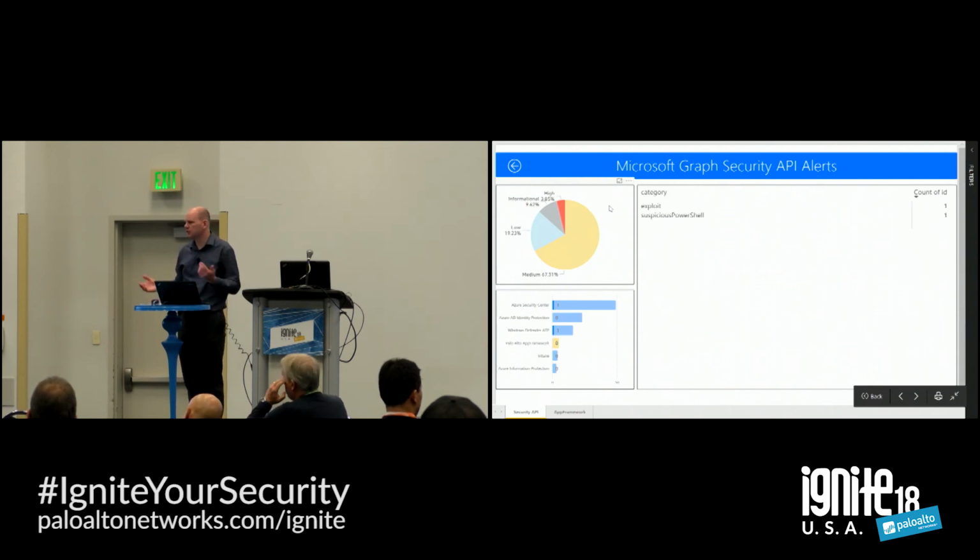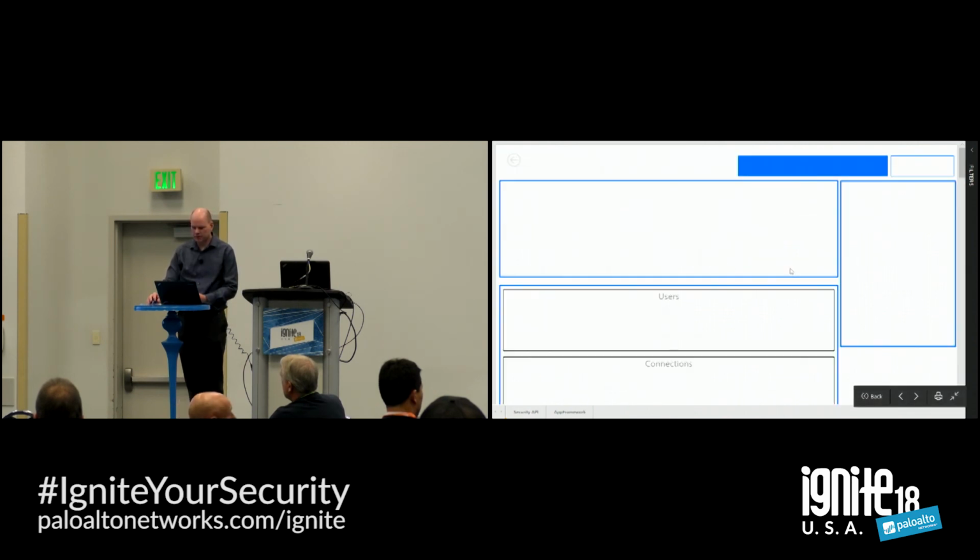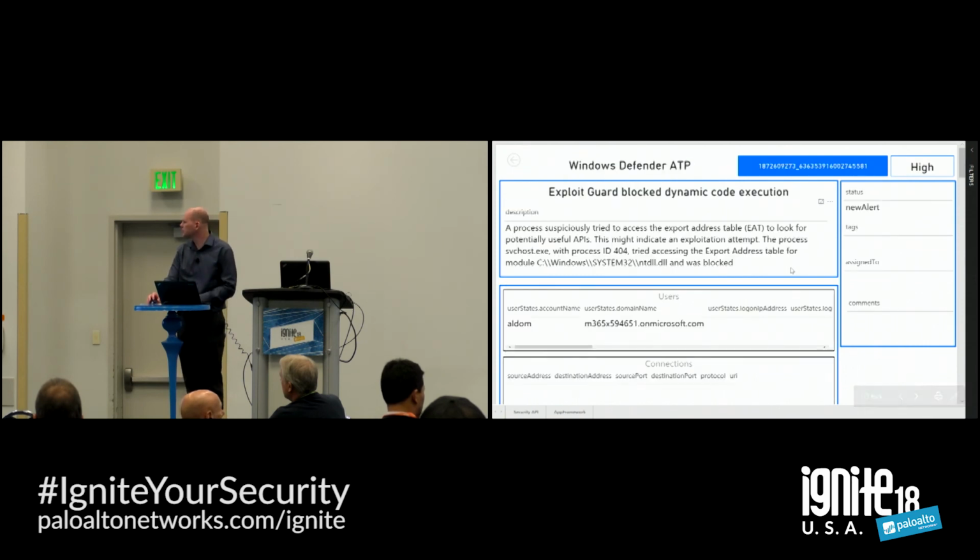So if I was a security responder and I came in here, I'd see what are my high severity alerts for the day. Looks like I've got 2 of them. Let's go ahead and drill in. One of them looks like an exploit that was blocked, and one of them looks like a suspicious PowerShell script that was executed. So let's go ahead and dig further into these. So I can drill through into the alert details. Power BI makes this super easy.